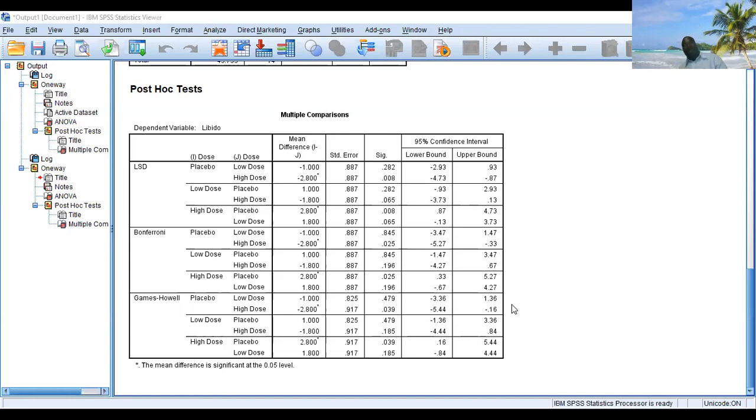If you remember, when we did the post hoc yesterday, the first contrast combined high dose and low dose and compared them with placebo. The second contrast split the high dose and low dose and compared the two. The p-value for that contrast was 0.065, and look at LSD here, between low dose and high dose, the p-value is 0.065. For Bonferroni, look at the p-value, so big, not significant. But this one is almost significant.